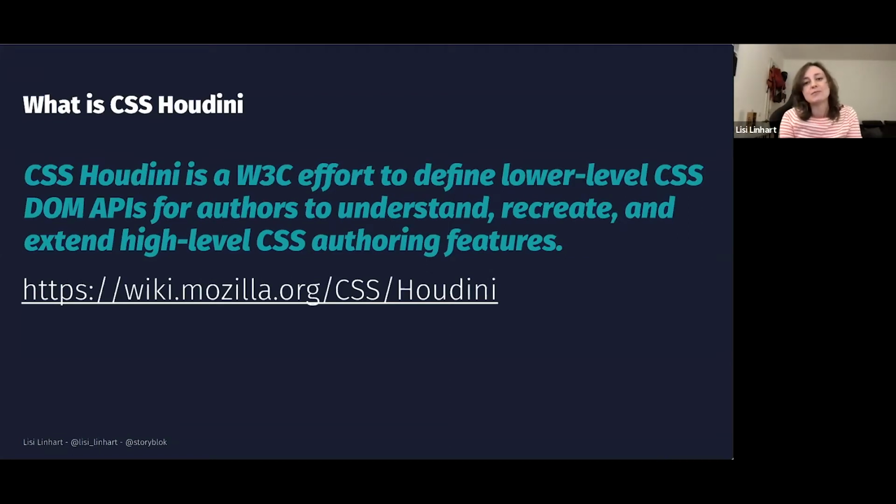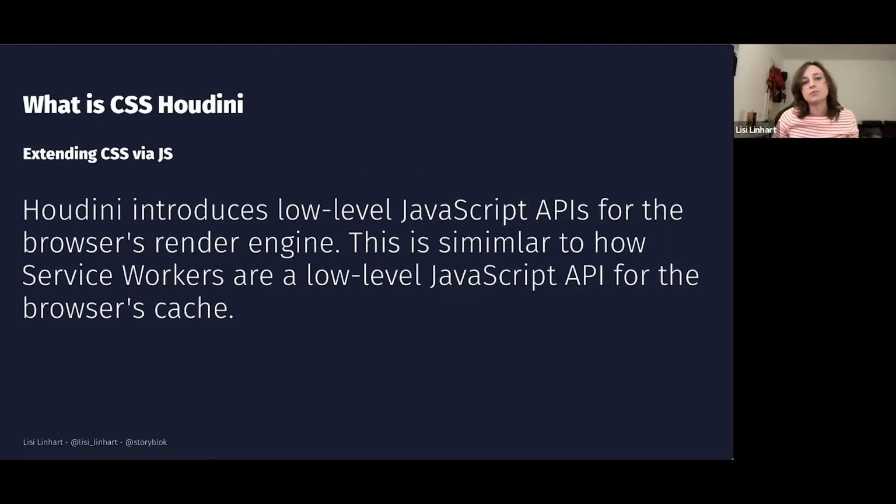CSS Houdini is defined by the Mozilla network as an effort to define low-level CSS DOM APIs. So we can extend CSS with our own kind of features. That kind of means it's extending CSS via JavaScript. It's similar to how service workers work for our browser's cache. So it helps us add features to the CSS engine.